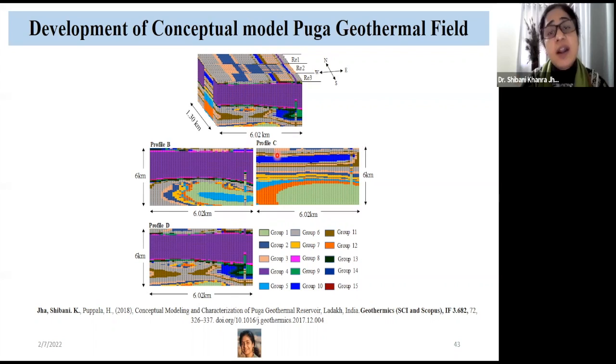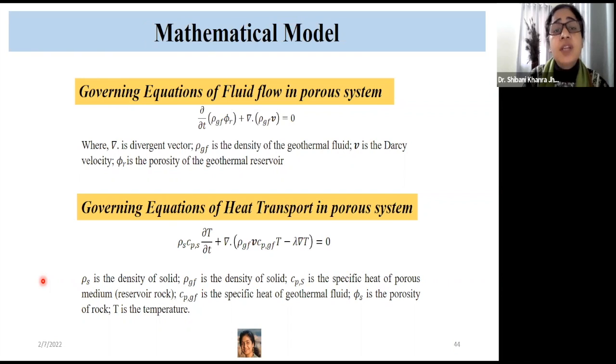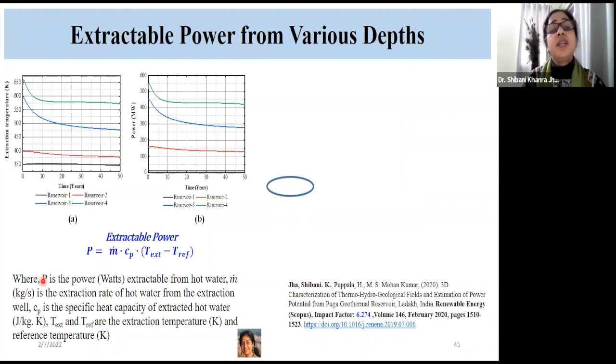So there is a lot of work underlying behind this particular study. The study can be found in this publication, which is cited here at the bottom. And then there are a lot of simulation studies which correlate with fluid flow and heat transport modeling. So the geothermal fluid flows, along with that it transports the heat, and that heat is extracted through the borewell. We are not going into detail with this modeling. This is a complex modeling underlying this study, and that finally led us to assess the extractable power from various depths of that particular geothermal field.